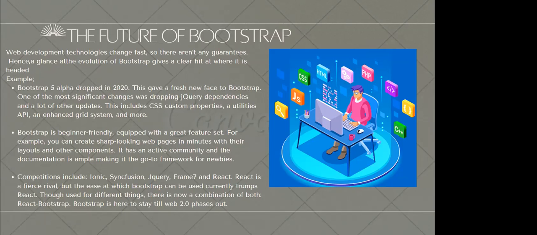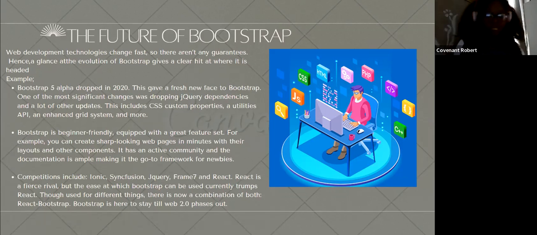So I said, if we look at the evolution of Bootstrap, we can have a hint of where it is actually headed. One of the evolutions is Bootstrap 5 Alpha, which was dropped in 2020. It gave a fresh new face to Bootstrap. One of the most significant changes was dropping jQuery dependencies. Although there were lots of other updates, this was a lot more significant. Other improvements included CSS custom properties, a utility API, an enhanced grid system, and so many more.